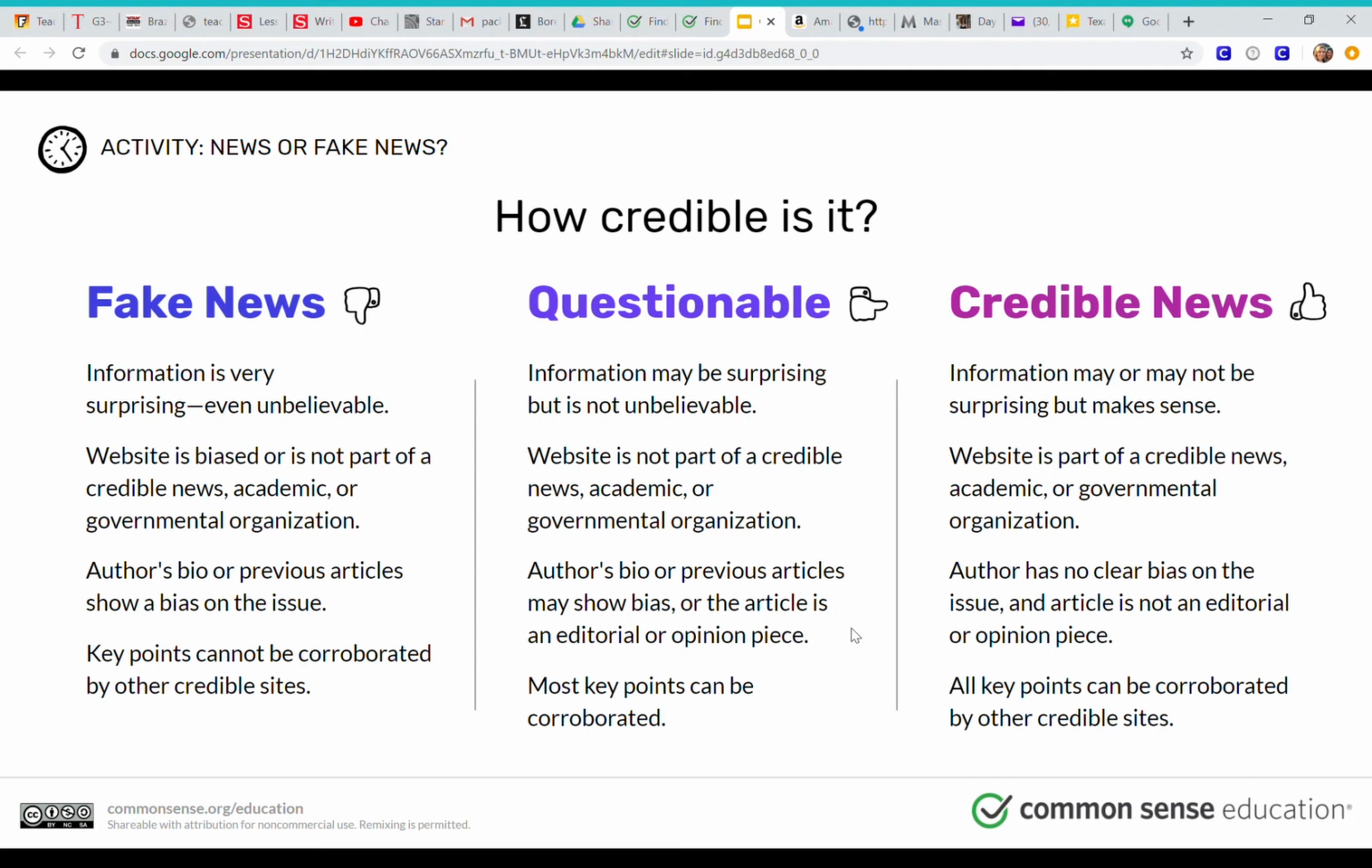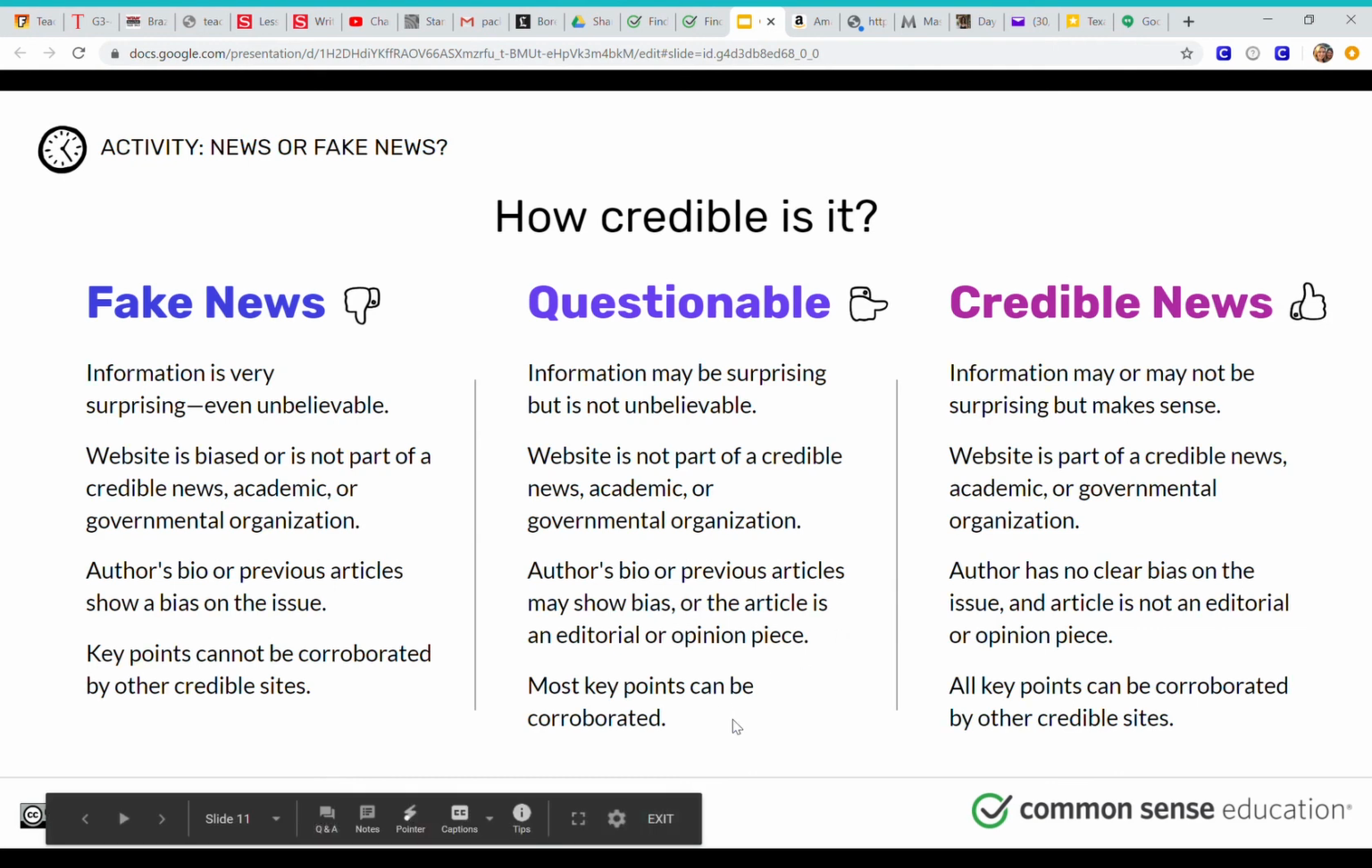Or the author's bio or previous articles may show bias, or the article is an editorial or opinion piece. Okay, so if somebody writes an opinion article or an editorial trying to convince you of something, you can take that point of view and think about it, and you might even believe it, but just know that that's not news, okay? So you still need to get facts from another source, okay?